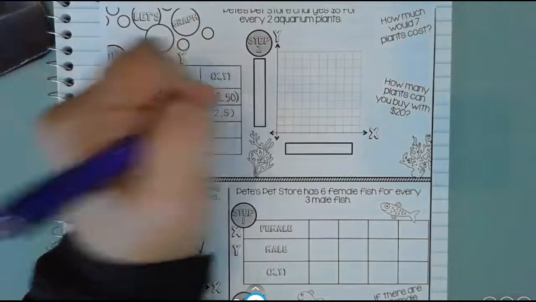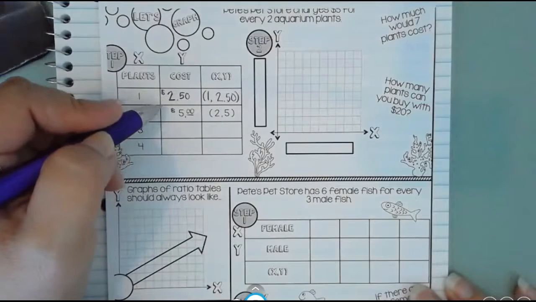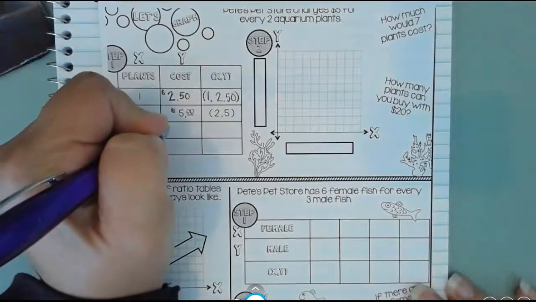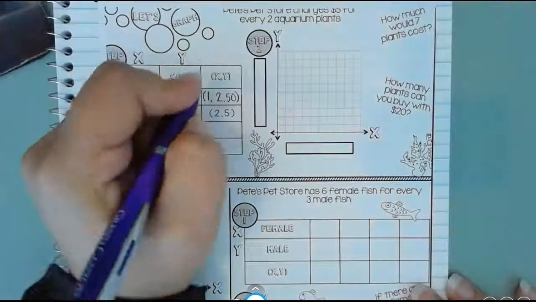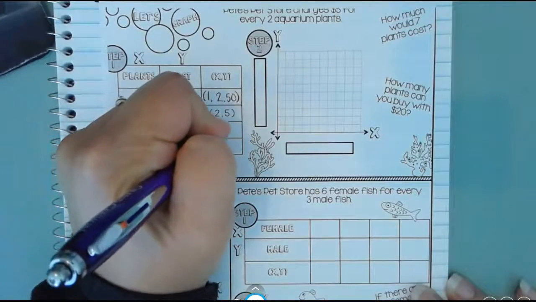Okay? Now, when we think of 3, we're just going to add 5 to 2.50, or 3 times 25. Think of 3/4, and you should know 3/4 is 75 cents, so it's $7.50. So our ordered pair is 3 and $7.50.